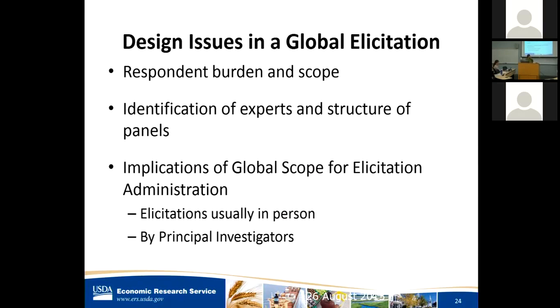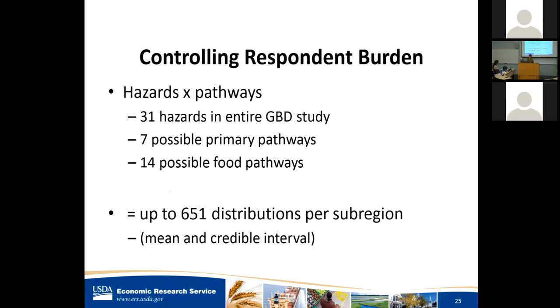I do a lot of survey research, so that's one I am used to thinking about and contributed quite a bit on. How we could identify experts and the structures of panels, and then the implications of a global scope for elicitation administration. Respondent burden was the big thing. So we have 31 hazards. There's 7 possible primary pathways, 14 possible food pathways. That's up to 651 of those triangular distributions for each subregion. It's huge. You can't ask people that many questions. So we had to come up with ways of reducing that burden.